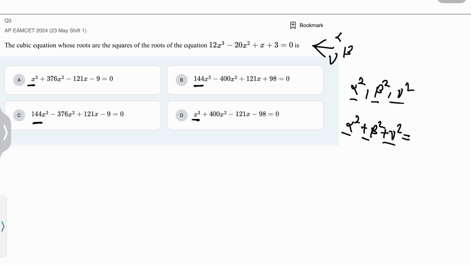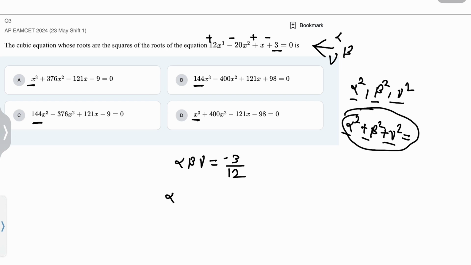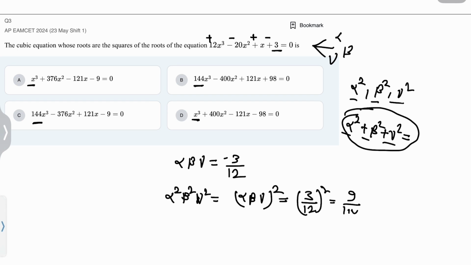You can use the product of roots. The product of roots alpha beta gamma is plus or minus the constant term over the leading coefficient, so according to this it is minus 3 by 12, correct. For the new equation, the roots are alpha square, beta square, gamma square, so their product is alpha beta gamma whole square, meaning 3 by 12 whole square, which is 9 by 144. Checking the options, 9 by 144 is the product of roots, so only option C, 9 and 144, is the answer.